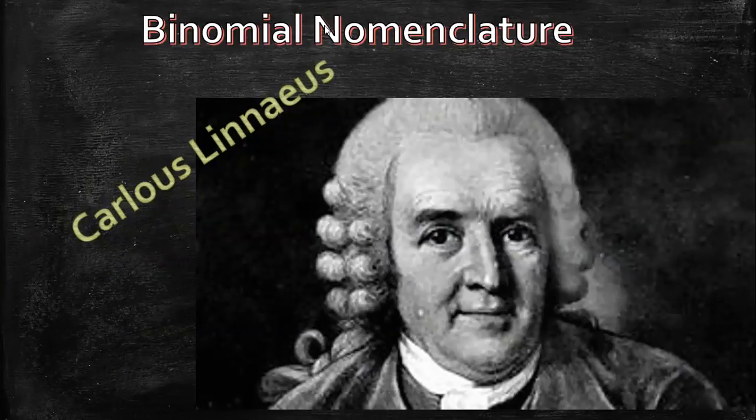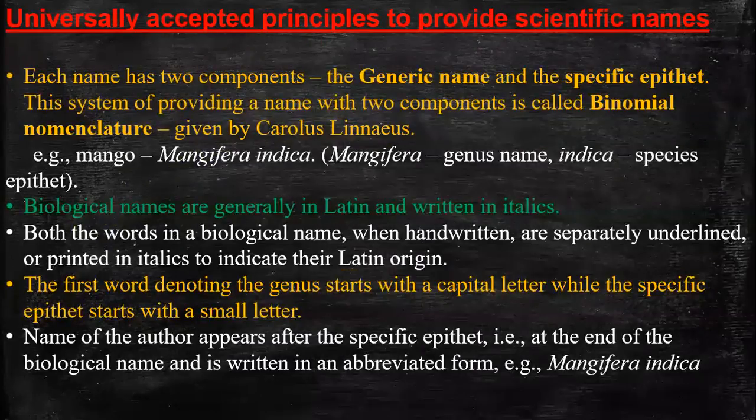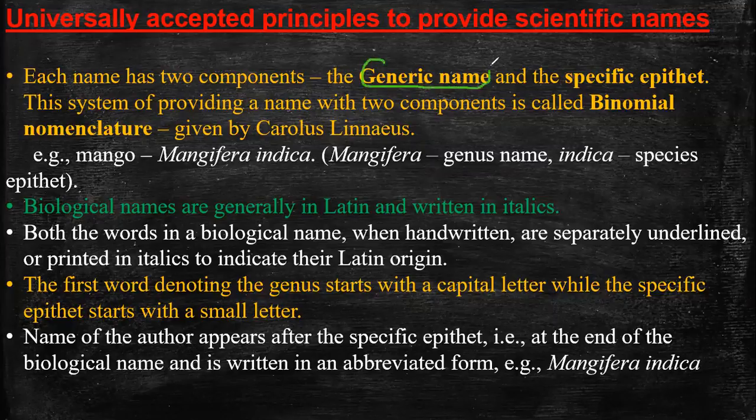Okay. Moving further. Universally accepted principles to provide scientific names. What are they? Each name has two components: the generic name and the specific epithet. Before learning that, you should learn one thing.